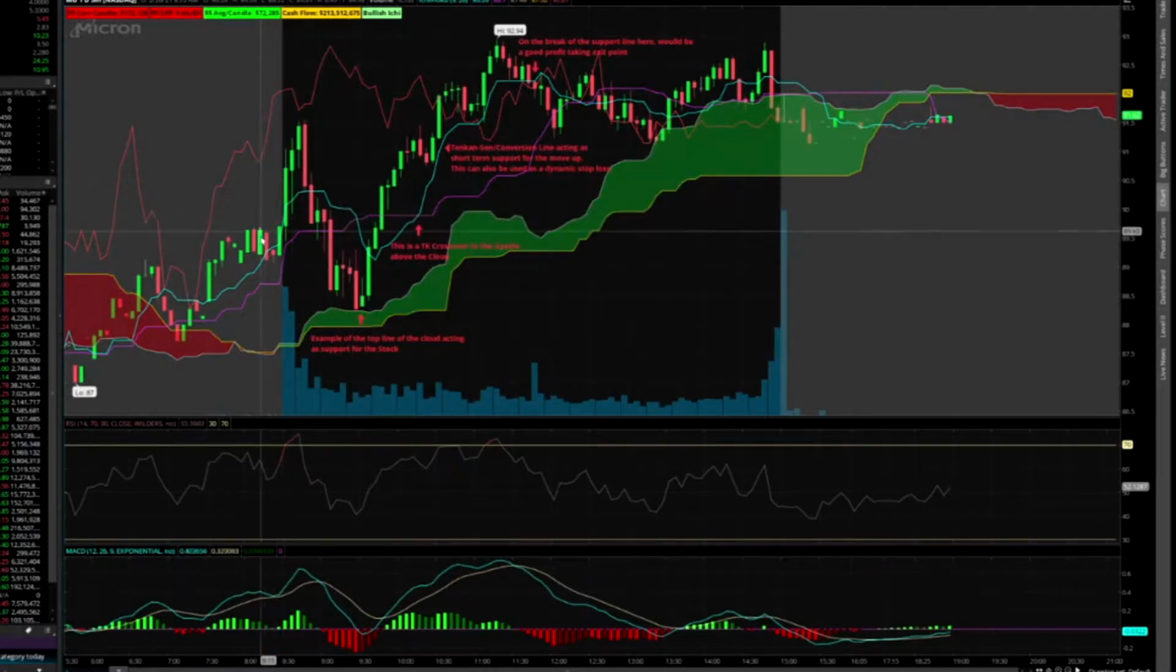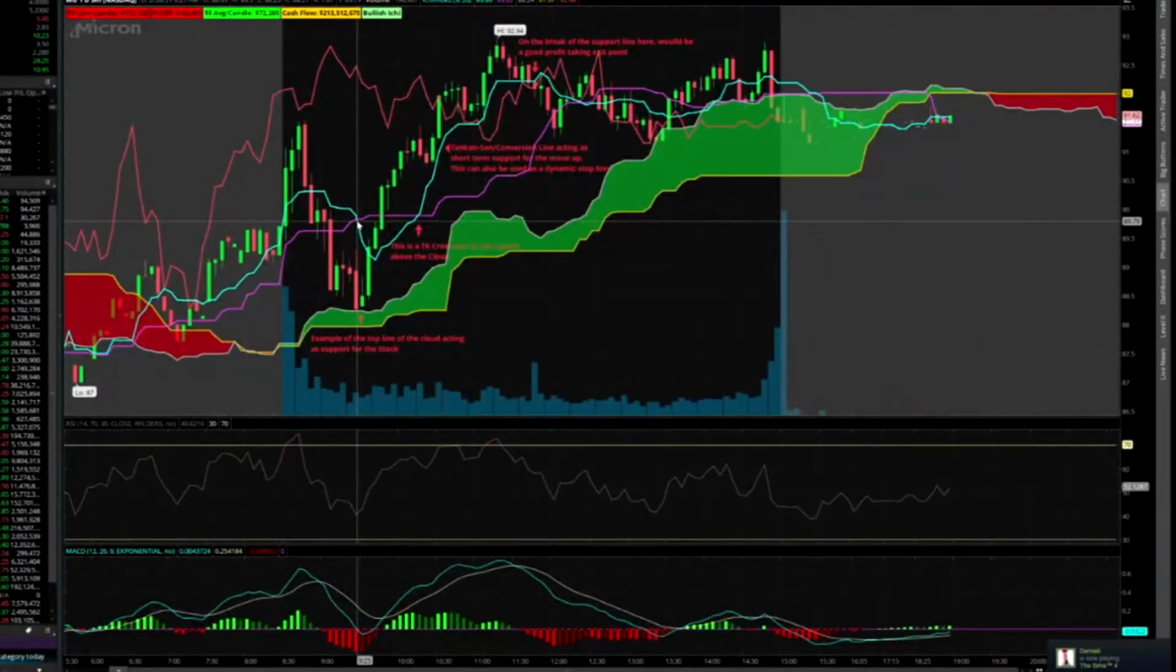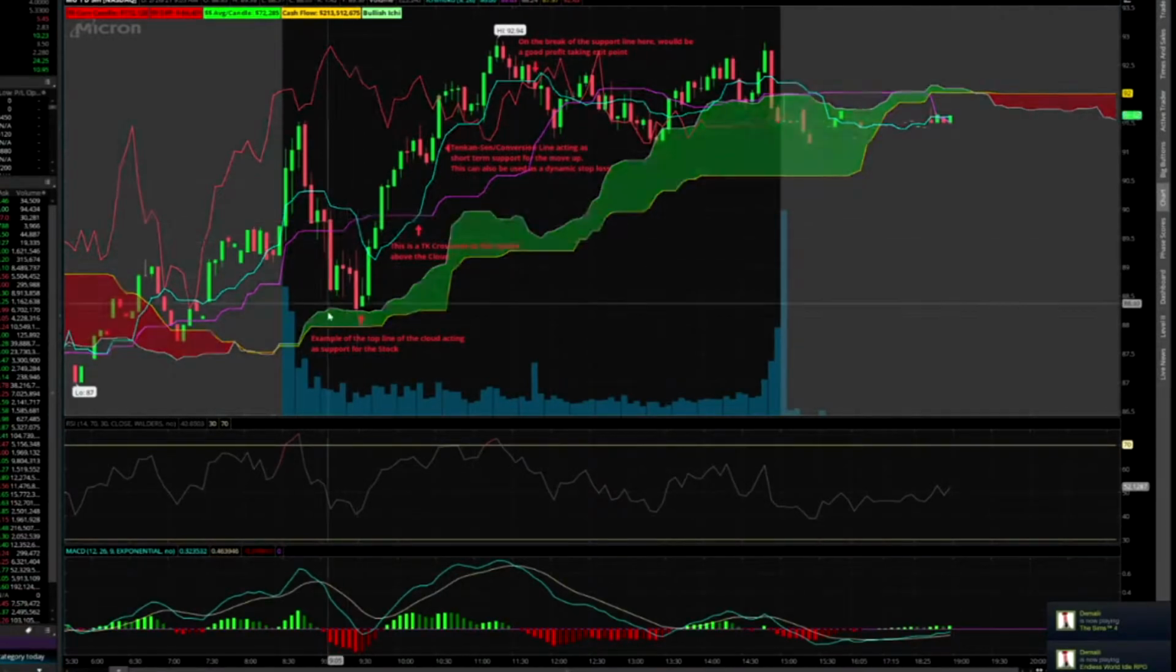So let's go over crossovers real quick. You've got Micron. The stock opened up. This is the TK crossover to the downside, right? But it's above the cloud. It's a weak sell signal. You wouldn't really take it, but it already played out. So it's already down here.